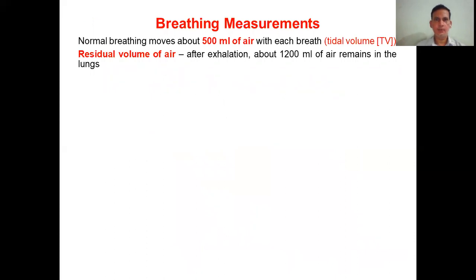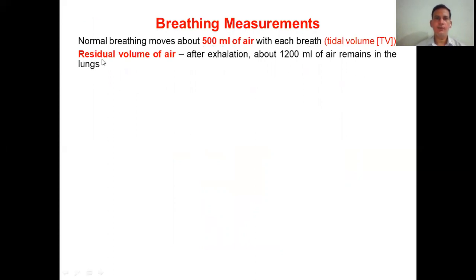Okay, so there are a couple of breathing measurements. In humans, in normal breathing, around 500 ml of air moves with each breath. So whenever there is an exchange of gases, let's say one inspiration and one expiration, it is 500 ml of air which is moving. This is called the tidal volume.